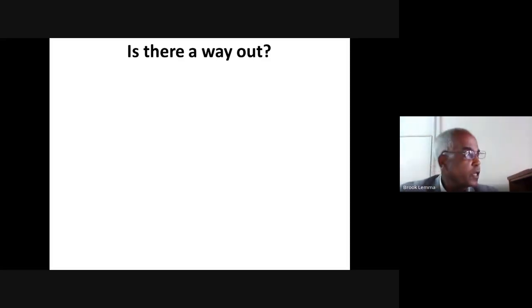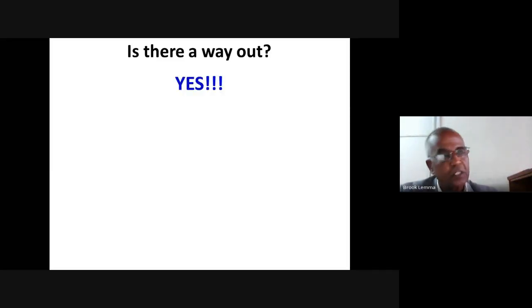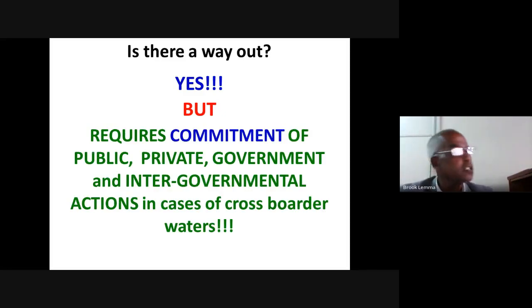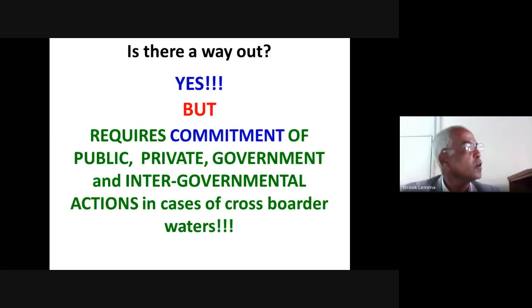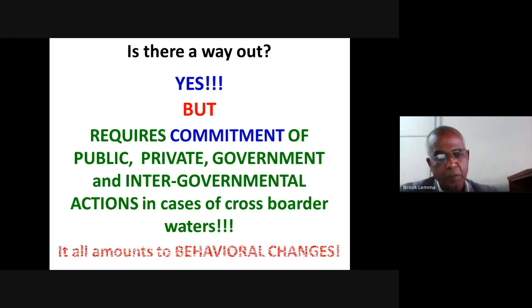Is there a way out? Now the final chapter is what can we do? Is there a way out? Definitely there is a way out. But what do we do? We need to require a commitment from public, private, government, and intergovernmental actions in the case of cross-border water bodies that are infested by invasive species, or where invasive species may migrate from one country to another.